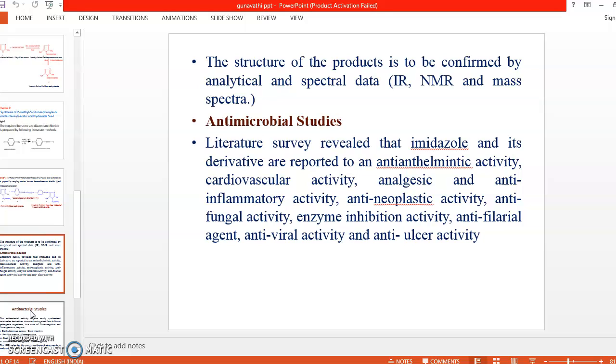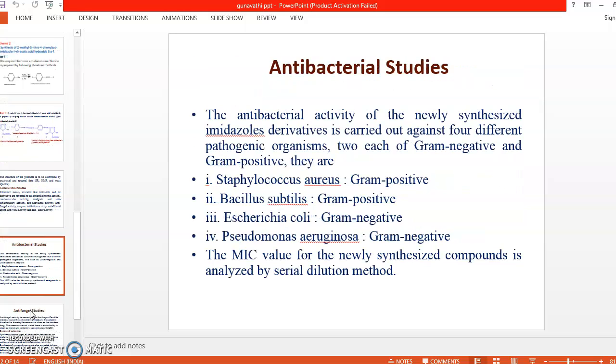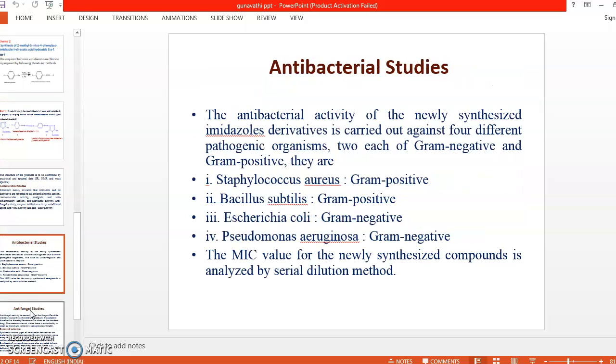So first one, antimicrobial studies. What do antimicrobial studies mean? Imidazole and its derivatives are reported to show cardiovascular activity, analgesic and anti-inflammatory activity, anti-neoplastic activity, and fungal activity, enzyme inhibition activity, anti-filarial agent, antiviral agent, anti-ulcer activity. Next, antibacterial studies.